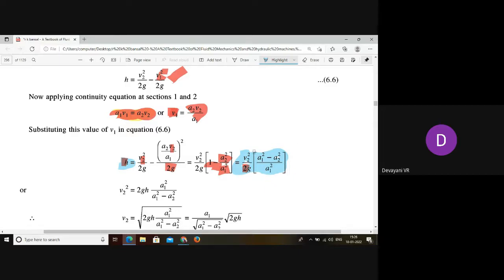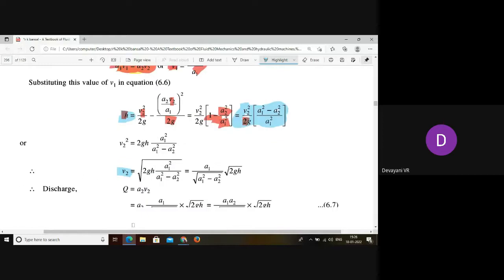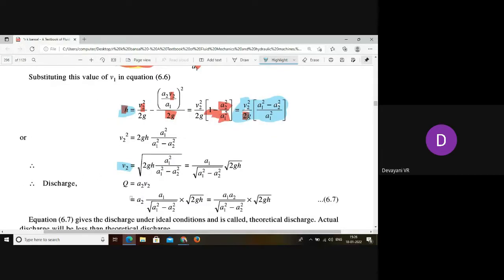And from this equation, let's take the velocity head at section 2, that is V2 square equals 2g into h into A1 square by (A1 square minus A2 square). From there, applying the square root on both sides, we get V2 equals square root of 2gh into A1 square by (A1 square minus A2 square), and simplifying this we get A1 by root of (A1 square minus A2 square) into square root of 2gh.